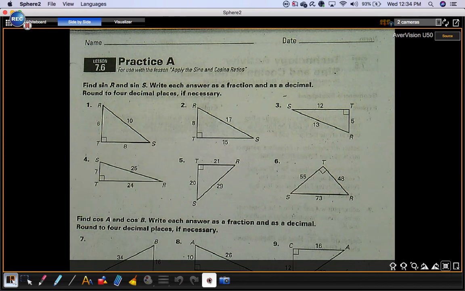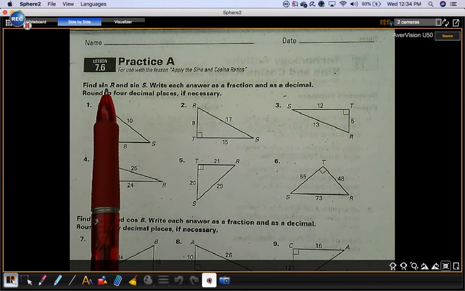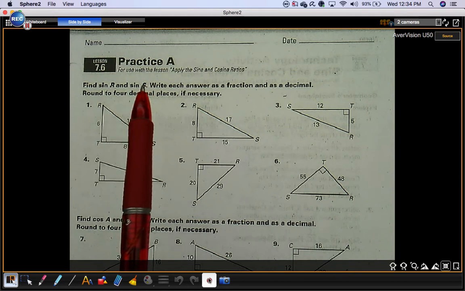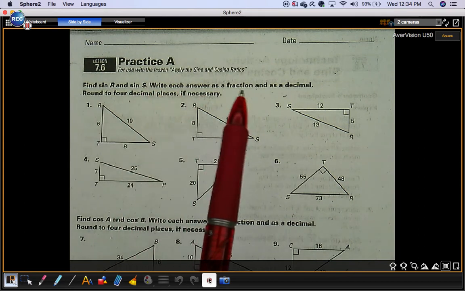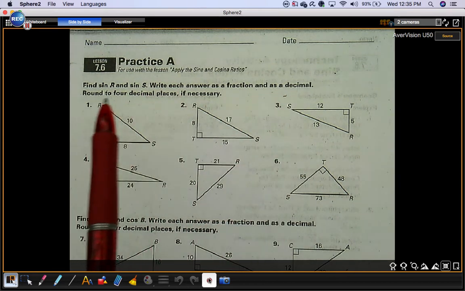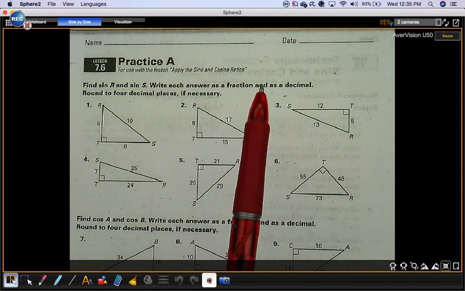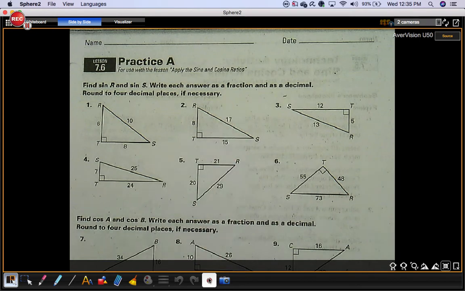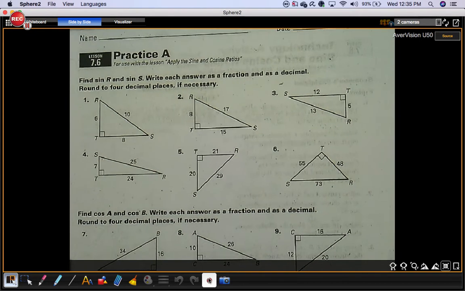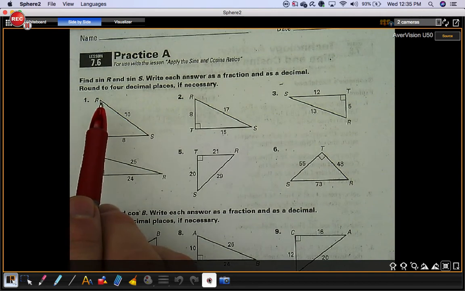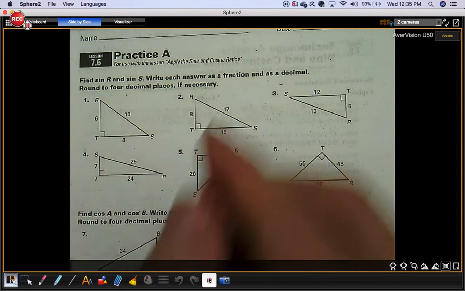Practice 8 for section 7.6, we're going to find the sine of angle R and the sine of angle S. We're going to write each answer as a fraction and as a decimal, rounded to 4 decimal places if necessary. I really only care about the fraction. We'll do the decimal as well, but if you know how to do the fraction, that's all I'm really worried about right now. We want to find the sine of angle R. Remember how sine is defined.